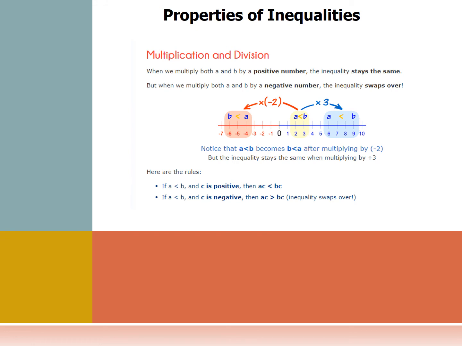And here are the rules. If A less than B and C is positive, then AC less than BC, no change. But if we have A less than B and C is negative, then AC greater than BC. You see, we change less than to greater than when we multiply by a negative number, negative C. So the inequality swaps over.